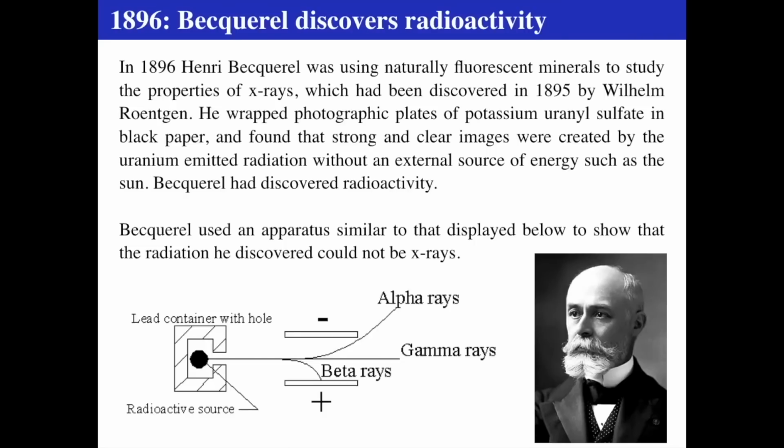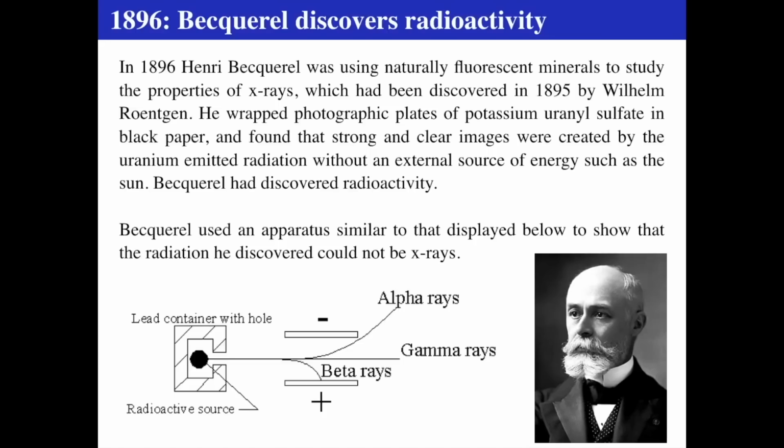Okay, back in 1896, Henri Becquerel was on the forefront of research, and in 1895, Wilhelm Röntgen had discovered X-rays. Becquerel was investigating naturally fluorescent minerals, meaning something made out of uranium. If you take pitchblende and compress it, it emits light. These fluorescent minerals he thought were glowing because they were irradiated by the sun.